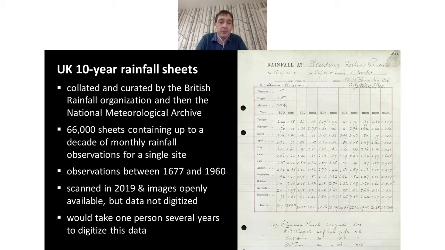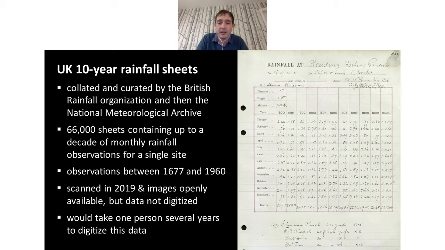All of those 66,000 pages were scanned in 2019, and the images were made openly available to anyone who wanted them. But to turn this data into usable data, we need to transcribe the values from those images into a computer. And computers are not able to do this automatically yet. They can't take these images and read the handwriting. It's just too difficult a problem at the moment for a computer to solve. Even some of the type data is very, very difficult for a computer to read automatically. And so the manual approach is essentially the only way that currently we can do this.